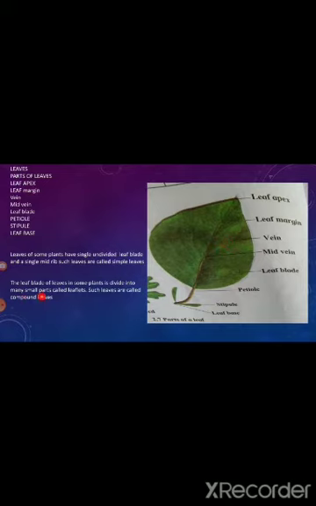And the leaf blade of leaves in some plants is divided into many small parts called leaflets. Such leaves are called compound leaves. So you all have seen the leaves of the peepal. The peepal leaf blades are divided into many small parts. That type of plant leaves are called compound leaves.